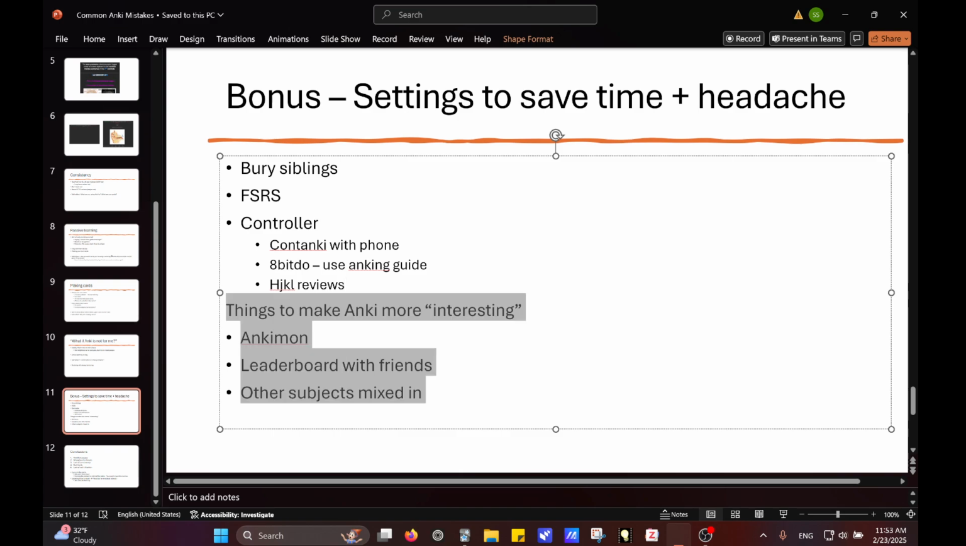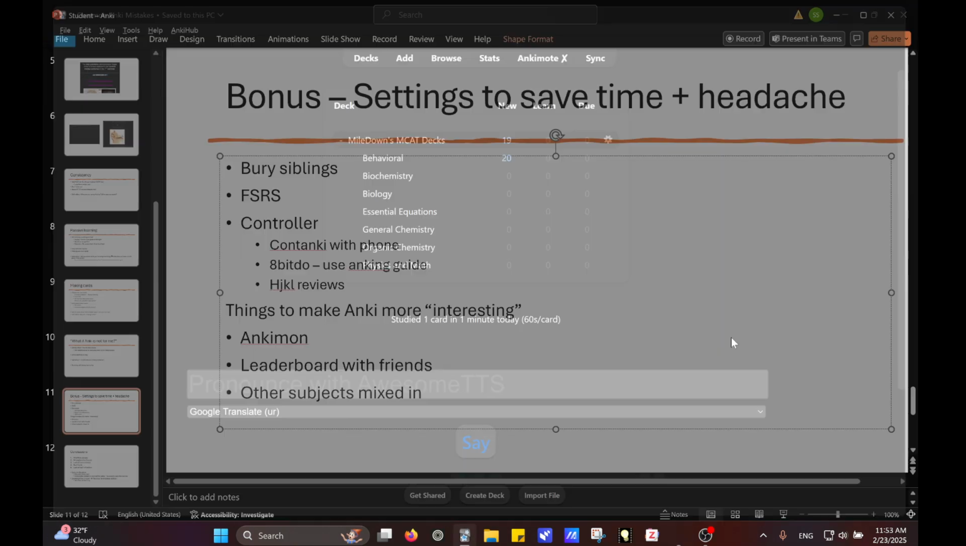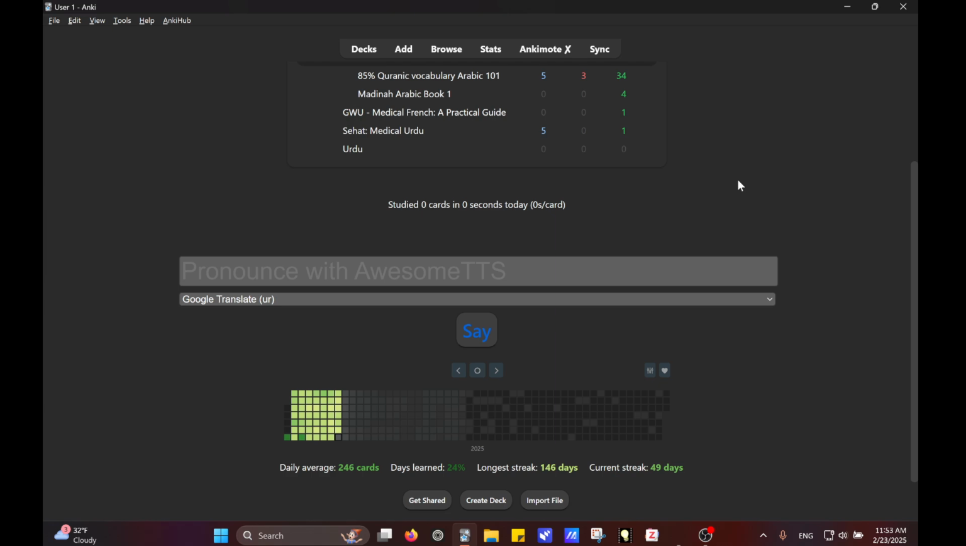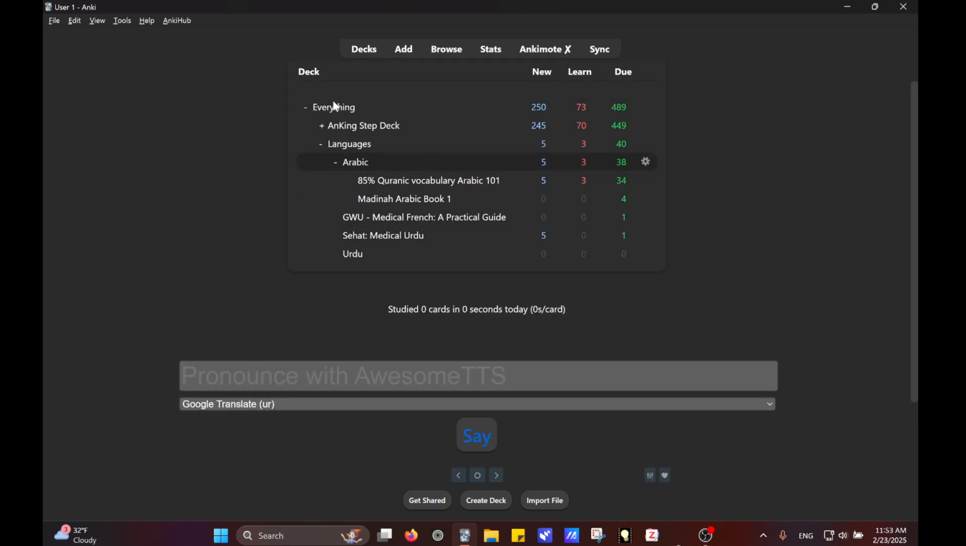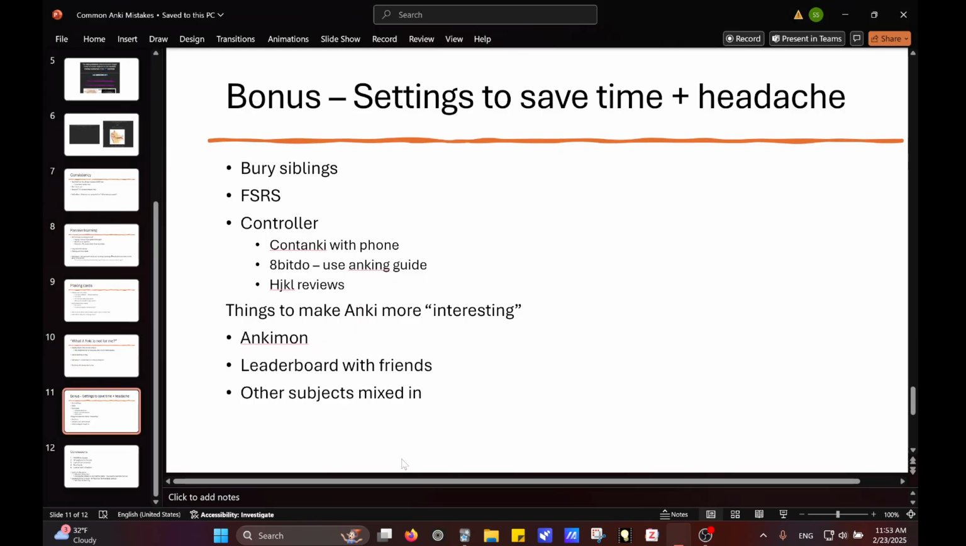And then there are some things that you can do to make Anki more interesting. They have a Pokemon thing, they have a leaderboard thing. Personally, I don't like either of these, but the thing I do is I mix in other subjects. So for me personally, I will pull up my Anki here, and I did not do anything yet today. Sorry. But what I do is I have language decks and I mix them in under this everything umbrella. So when I go to study, I click everything and then I get Arabic, French, Urdu, mixed in. So that's one thing I do to keep things interesting as I study.